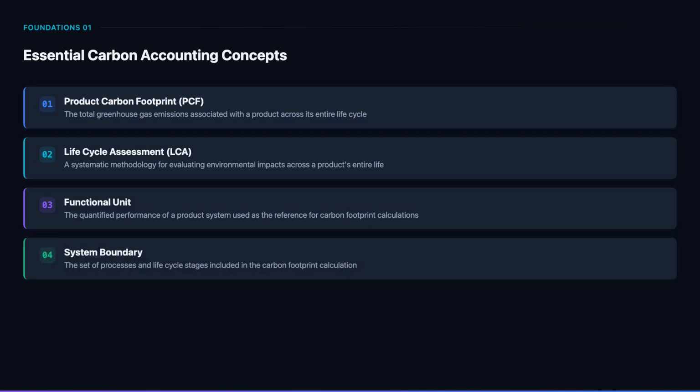The system boundary defines which processes and life cycle stages are included in your carbon footprint calculation. ISO 14067 supports cradle-to-gate boundaries covering raw materials through manufacturing and cradle-to-grave boundaries covering the entire life cycle. The boundary choice directly affects the completeness and comparability of results.